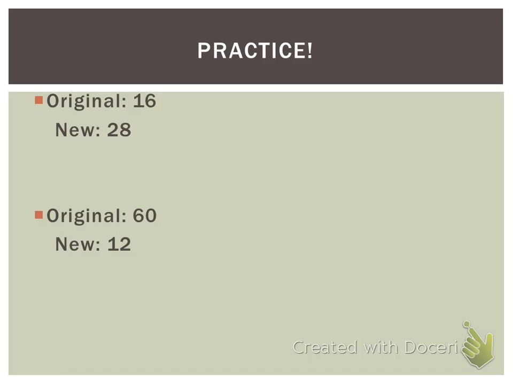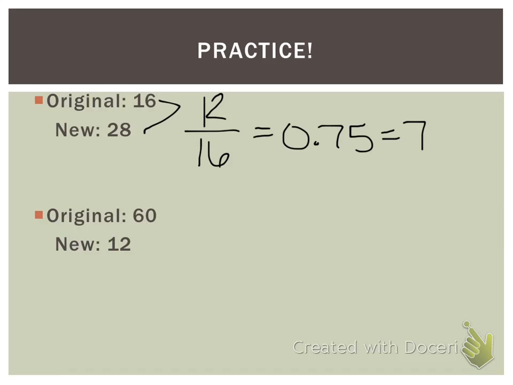divide the amount of change. How do you calculate the amount of change? You need to subtract the two numbers. So what's the difference between 16 and 28? It's 12. And then my original amount is 16. What's 12 divided by 16? 0.75. Convert it to a percentage, and you get 75%.